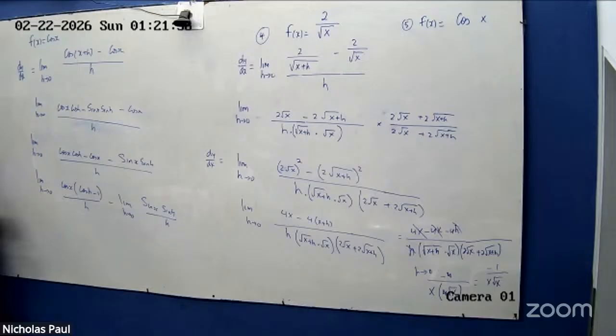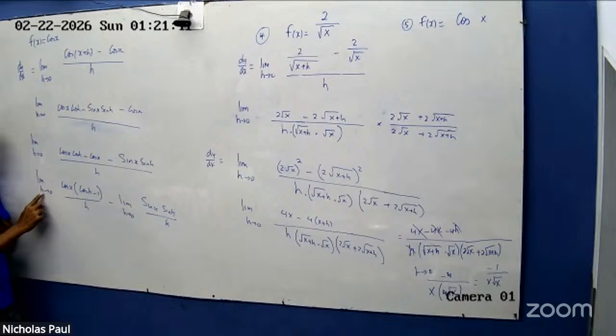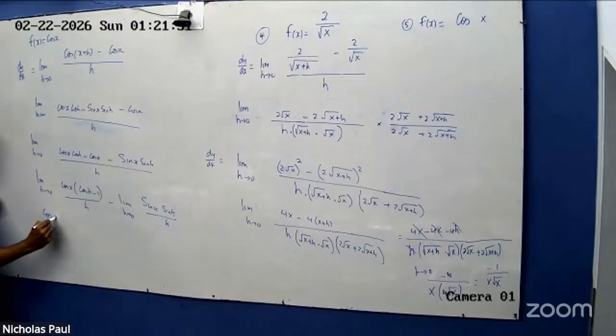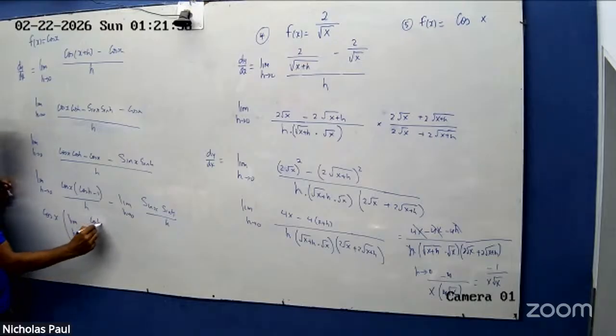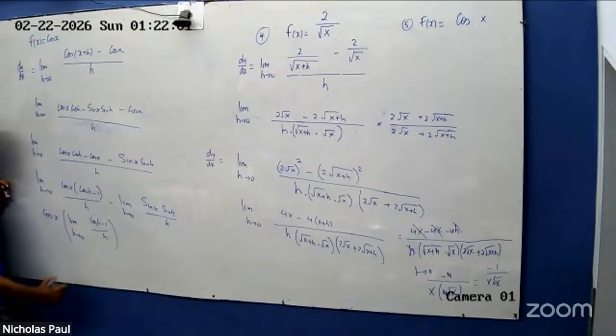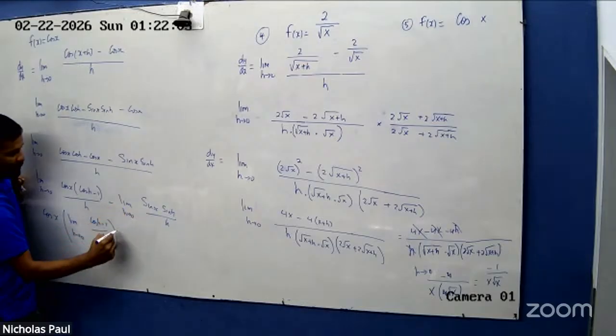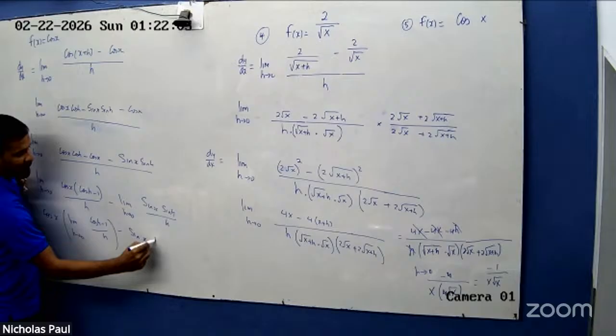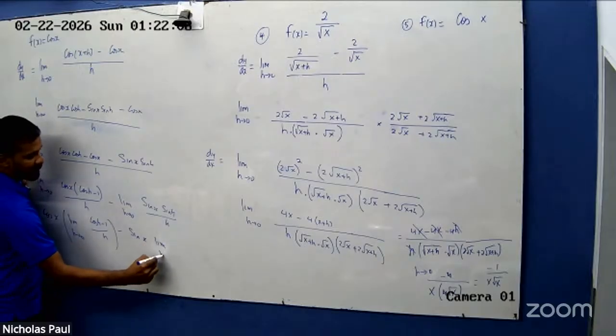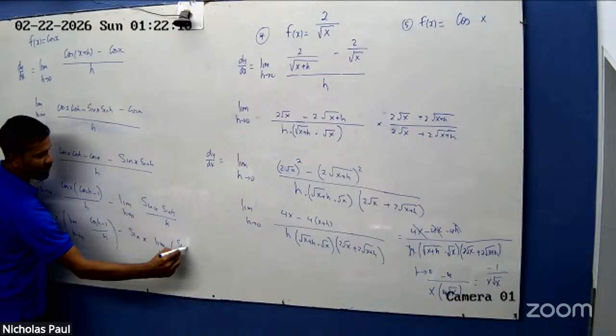Right? Nathan, what can I do with this cos x? Is this cos x affected by this limit? No. So it's a constant. So I can take it outside. So I'll get cos x by the limit as h approaches 0 of cos h minus 1 on h. Okay, I can do the same thing. Minus sin x by the limit as h approaches 0 of sin h on h.